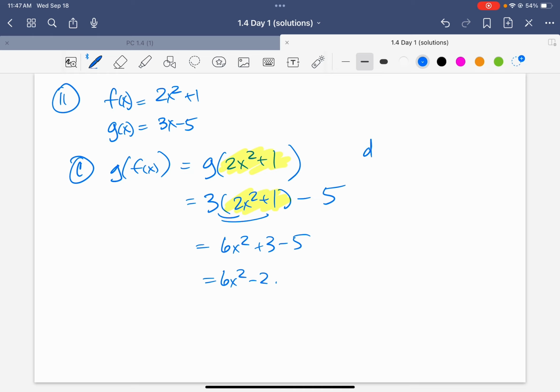All right. Then for D, it wants to find g of g of x.